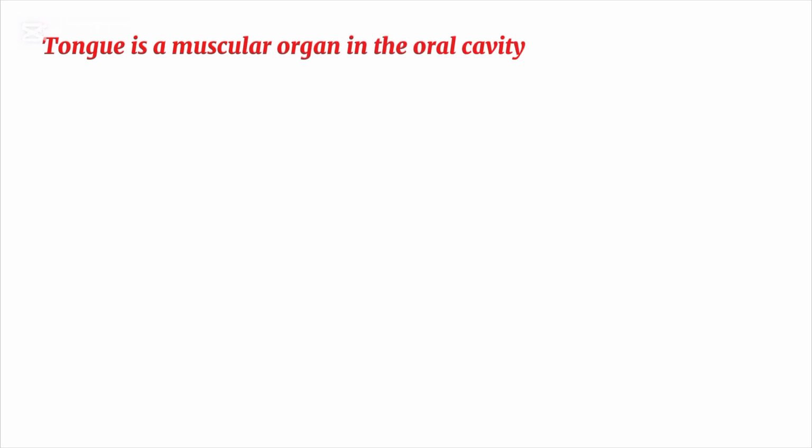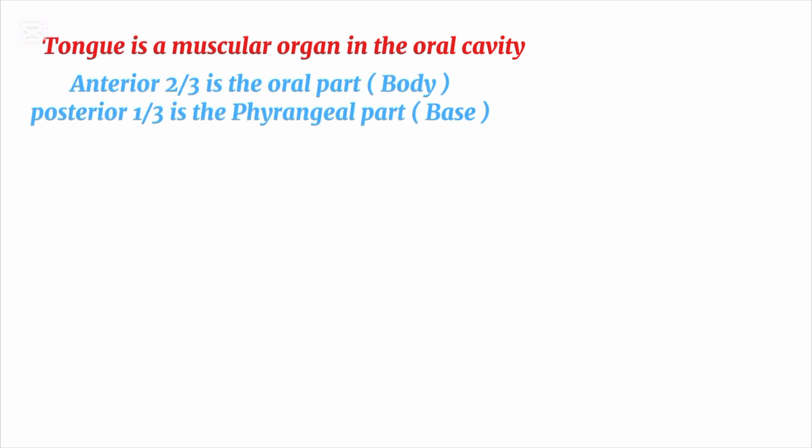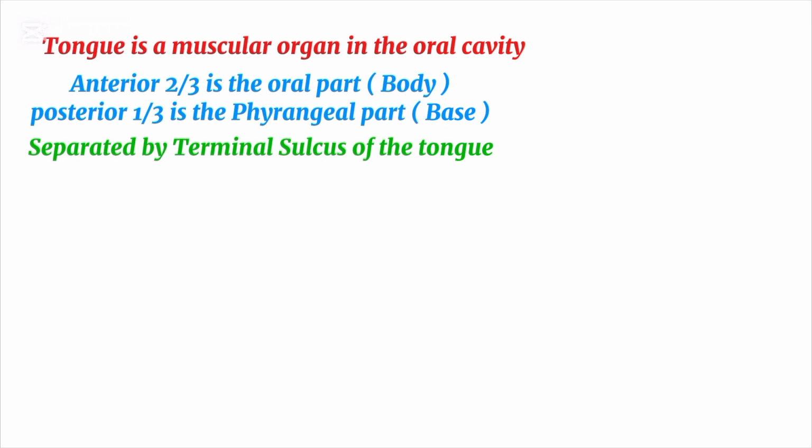Let's summarize all this lecture. Tongue is the muscular organ located in the oral cavity. It is divided into two parts. Anterior 2/3 is the oral part and posterior 1/3 is the pharyngeal part, and these two parts are separated by a groove, that is the terminal sulcus of the tongue.